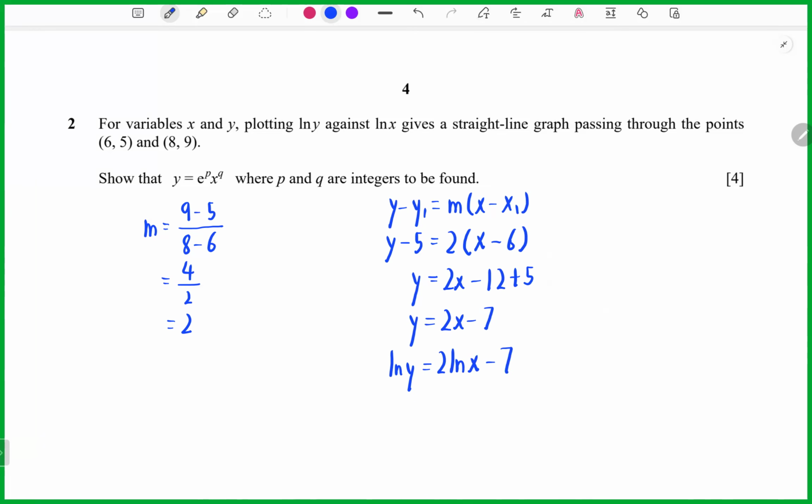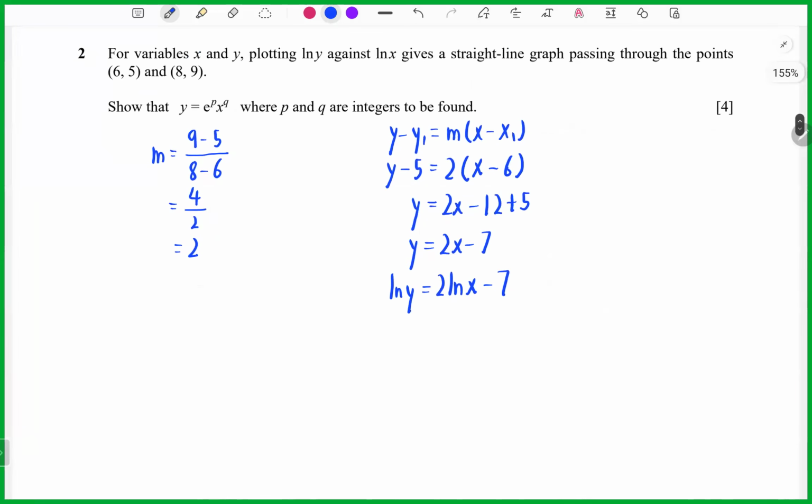How do I make this? I can write it this way: ln y equals ln x squared plus ln e to the negative 7. Then I can combine into a single logarithm, x squared, negative 7 ln e. So I can write y equals e to the negative 7 times x squared.